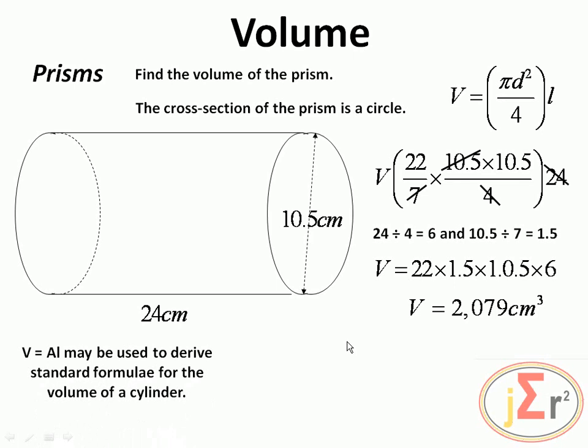V is equal to AL may be used to derive standard formulae for the volume. So we have the area, pi r squared, times length, and that turns out to be pi r squared L. So V is equal to pi r squared L. That is the formula for the volume of a cylinder, which we know to be a circular prism. And of course, we may use the other one that makes use of the diameter, pi d squared over 4 times L. So we have volume is equal to a quarter pi d squared L.